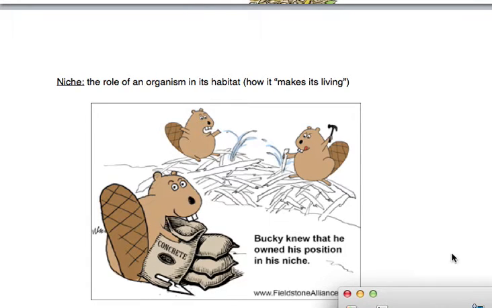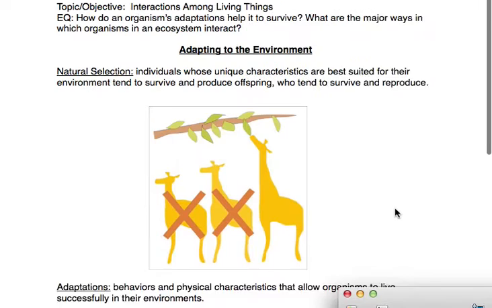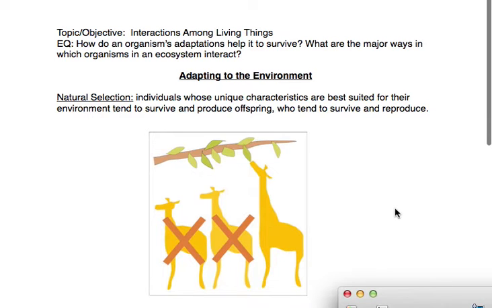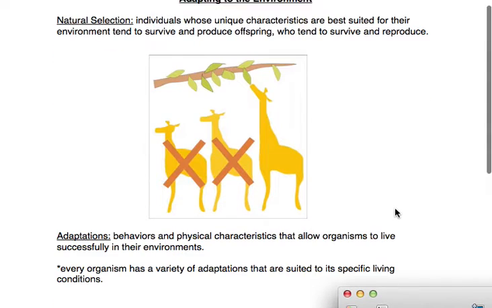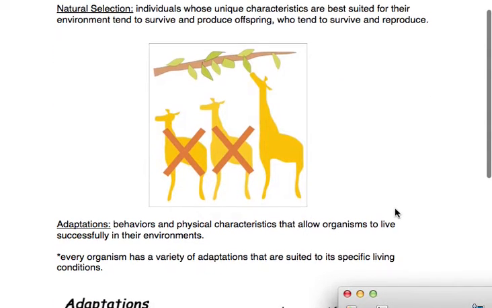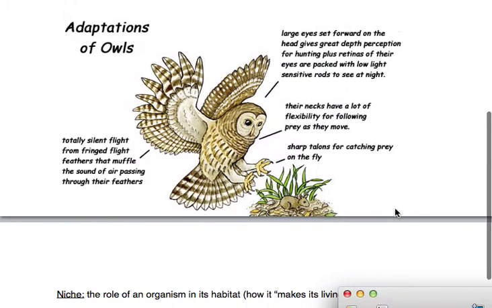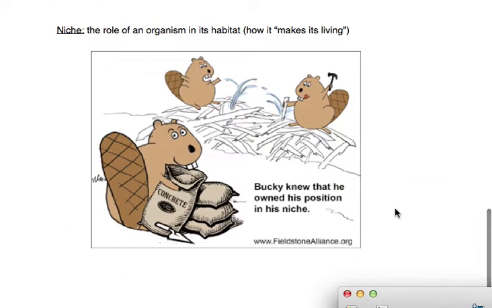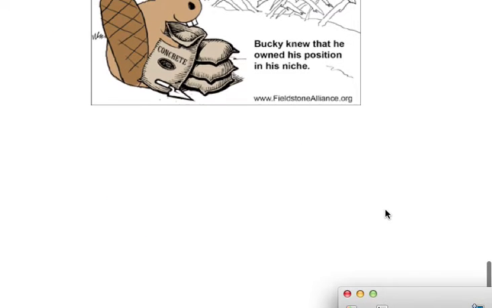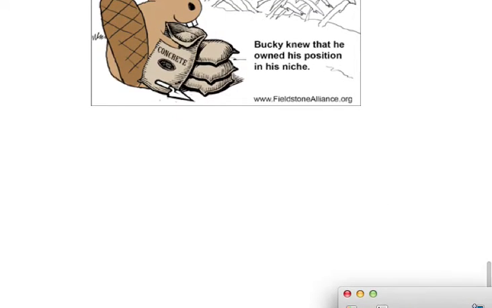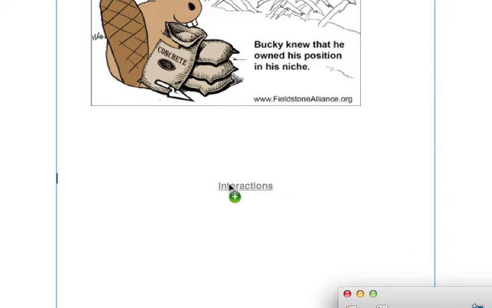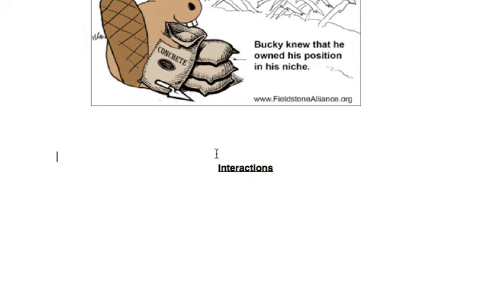Okay, so now we've covered how organisms adapt to the environment and what they do in their environments, looked at natural selection, adaptations, and niche. And now we're going to have another heading in our notes, and that's going to be interactions. Now that we understand a little bit about organisms individually, how are they interacting with each other? So here we have interactions.